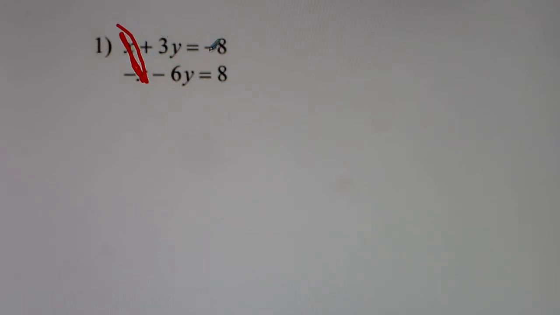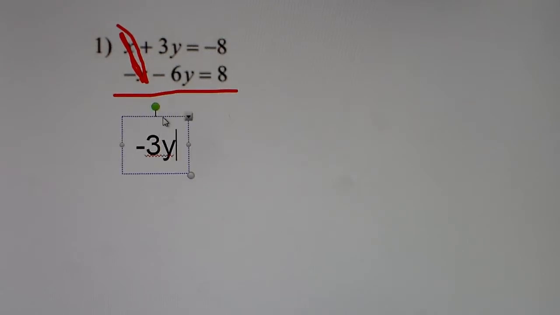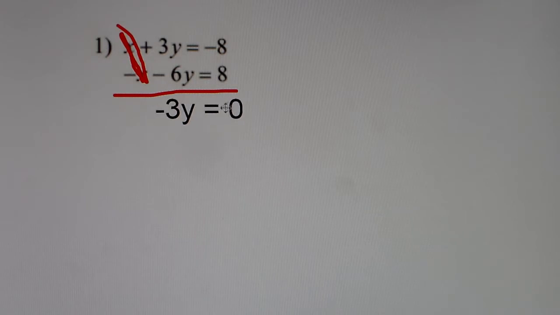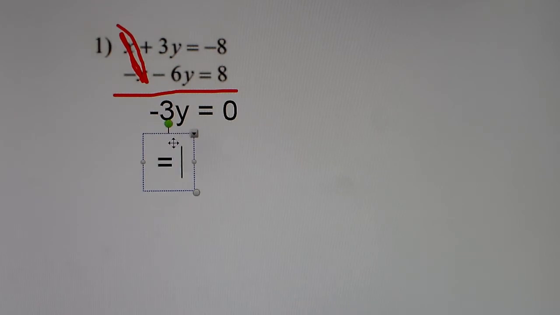Then we're going to combine these two equations into one equation. Positive 3y minus 6y is going to get us negative 3y. And negative 8 equals 0. Negative 8 plus 8 gets you 0. So we just combine the equations. Then we use our inverse operations. We divide by negative 3 to both sides and get y equals 0. We got that by dividing by negative 3 to both sides.